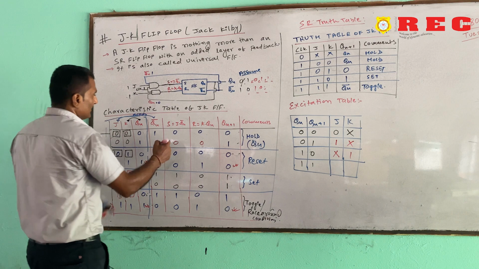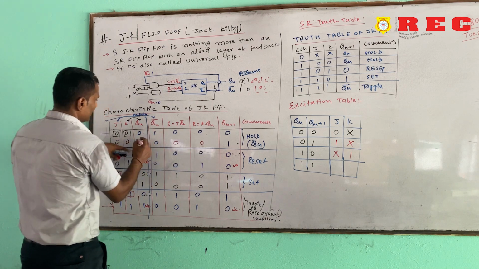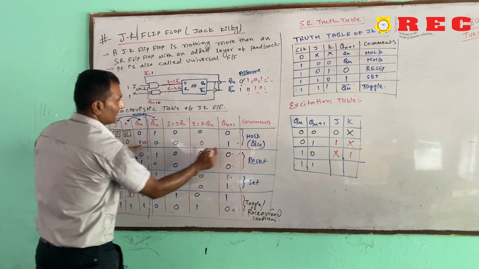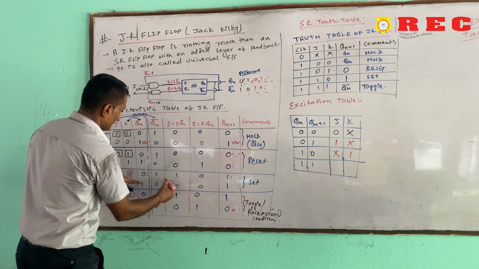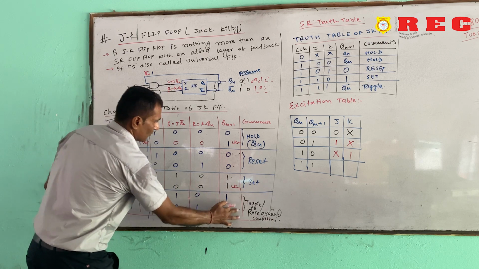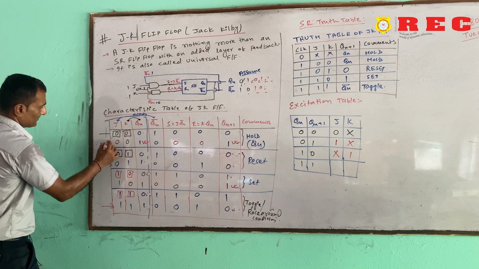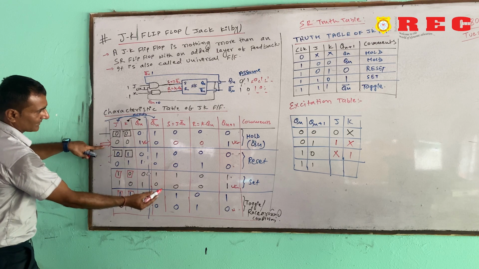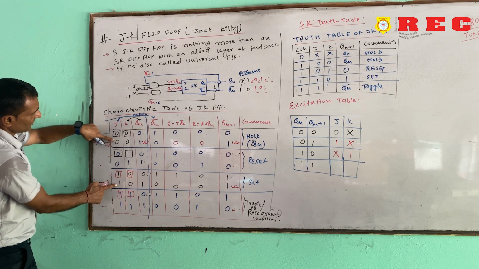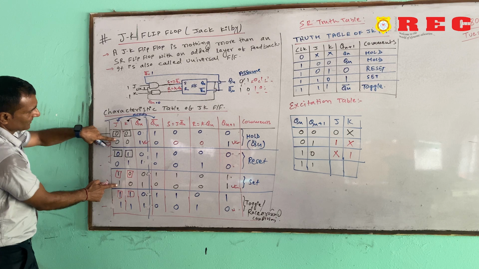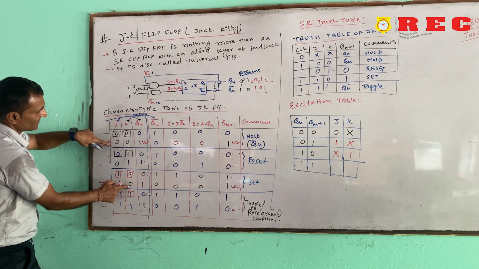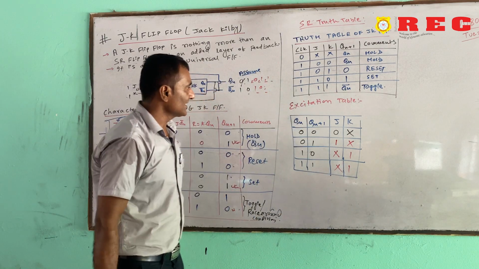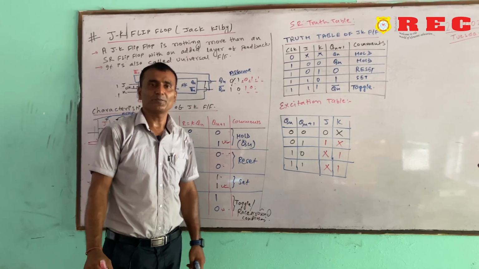And the last one, when Qn and Qn plus 1 are 1 1. The value of J is 0 1, this is toggling 0 1, and the value of K is 0 0. So this is X 0. This is the excitation table of the JK flip flop.